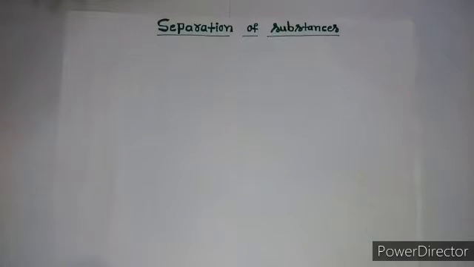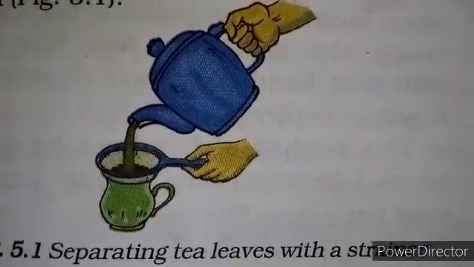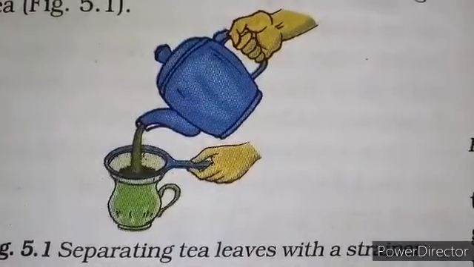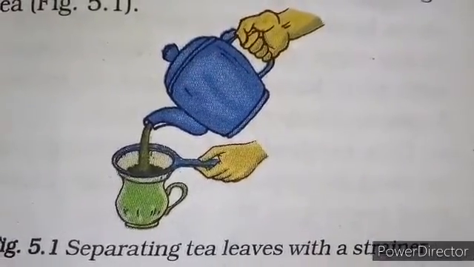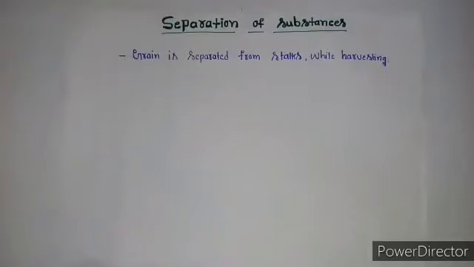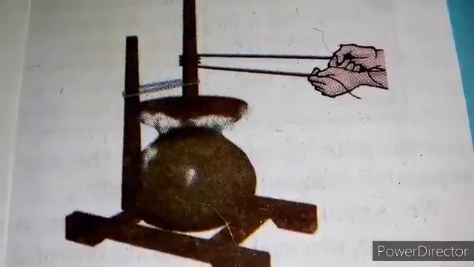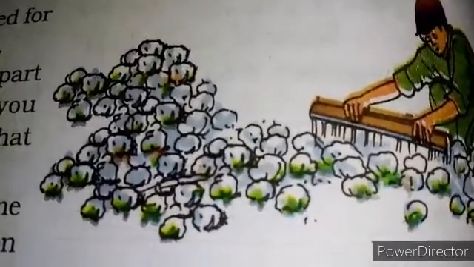Dear students, in our daily life, there are many instances when we notice a substance being separated from a mixture of materials. Tea leaves are separated from the liquid with a strainer while preparing tea. Grain is separated from stalks while harvesting. Milk or curd is churned to separate butter. As we learned in chapter 3, we gin cotton to separate its seeds from the fiber.